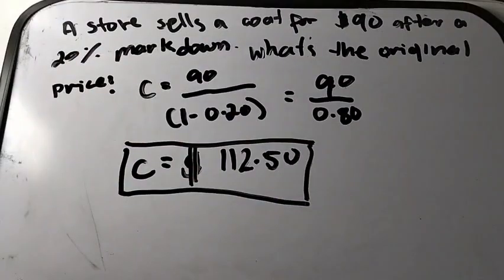Let's go to example 2 of markdown. A store sells a coat for $90. After a 20% markdown, what's the original price? So you get the 90 as the final price actually. So 90 is the final price, and then we divide it by 1 minus 0.20. So 1 here is a constant once again. And then we get 90 over 0.80. And the answer here would be $111.50.